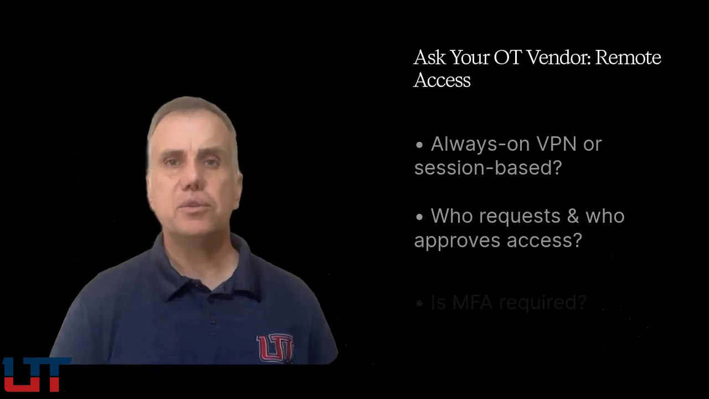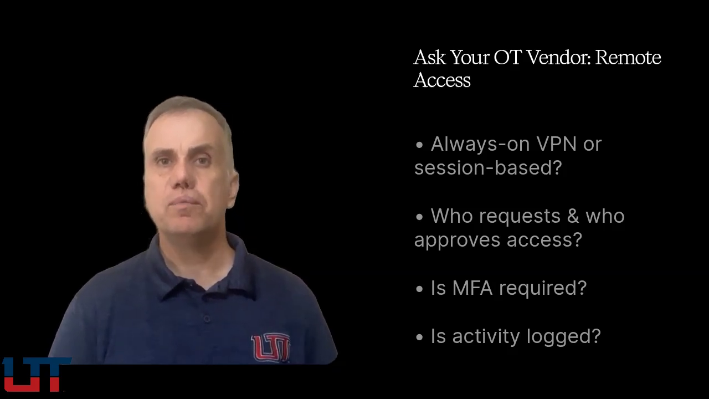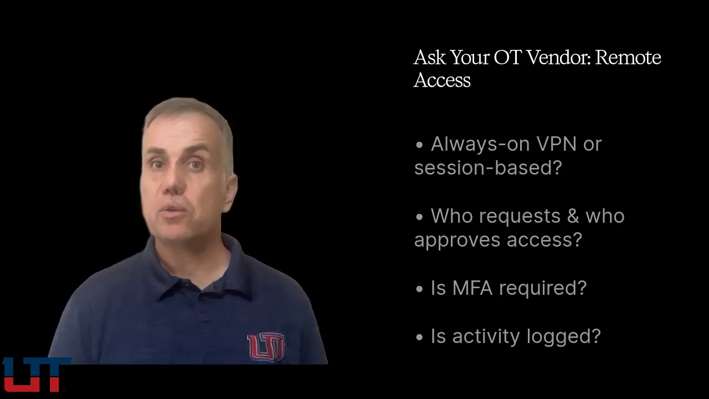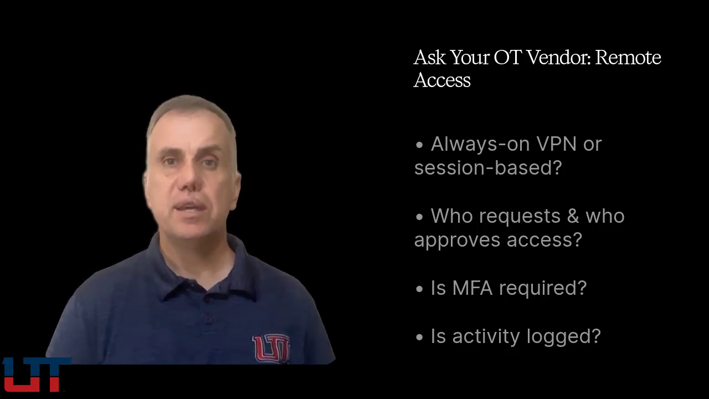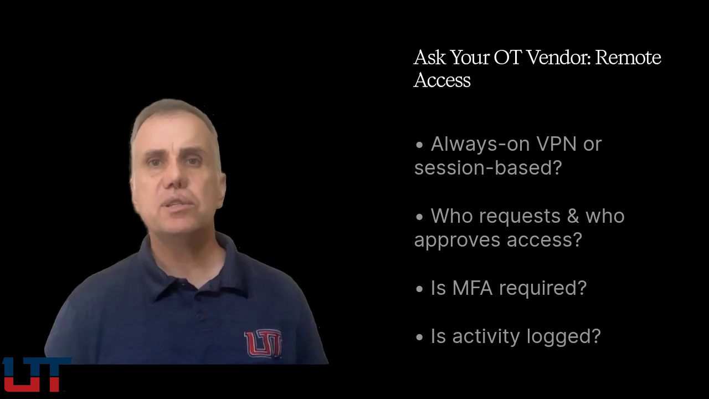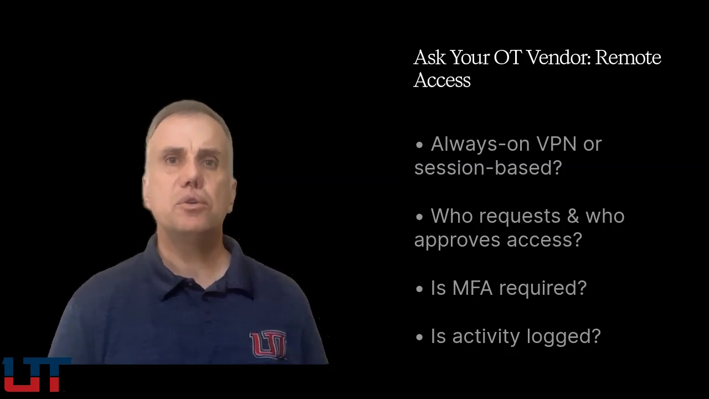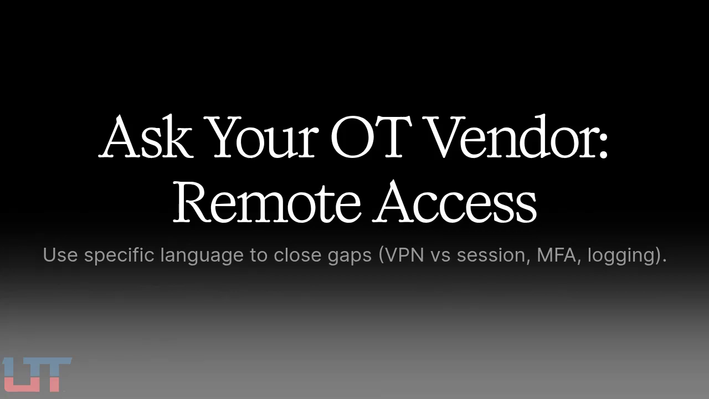The 4th thing to do this week: go ask your primary OT vendor how they connect remotely. Is it through an always-on VPN or session-based? Who requests the access and who approves it? Is MFA required? Is the activity logged? The answers to these 4 questions tell you your current supply chain risk exposure. If the answers aren't what they should be, you now have specific technical language to have that conversation with the vendor.